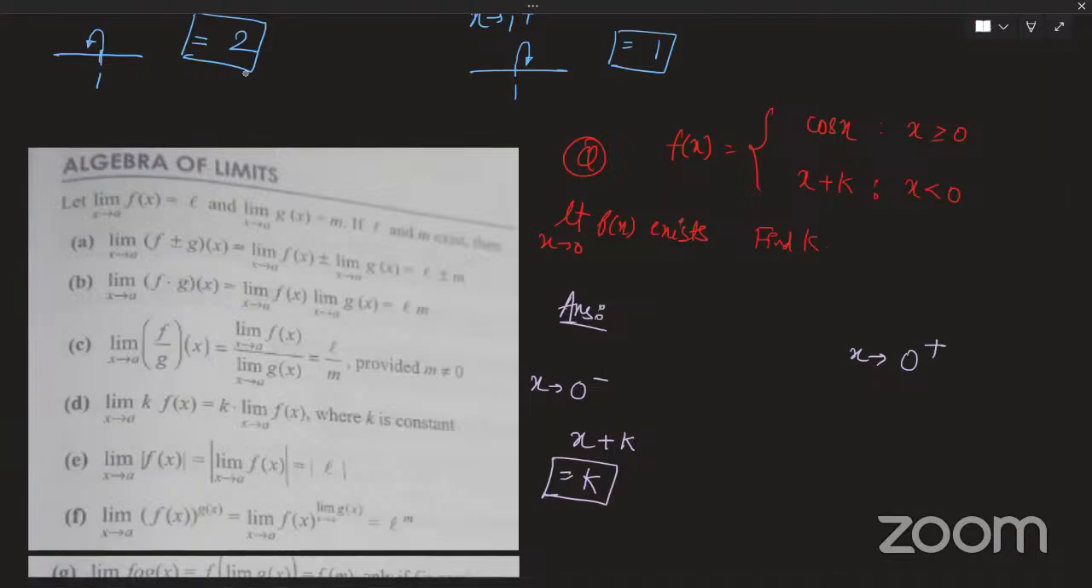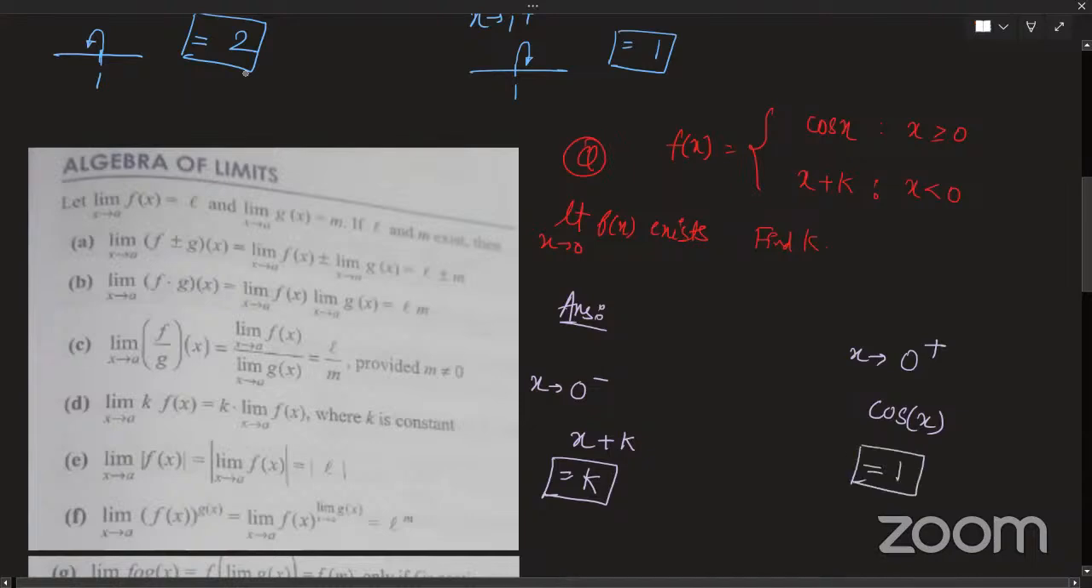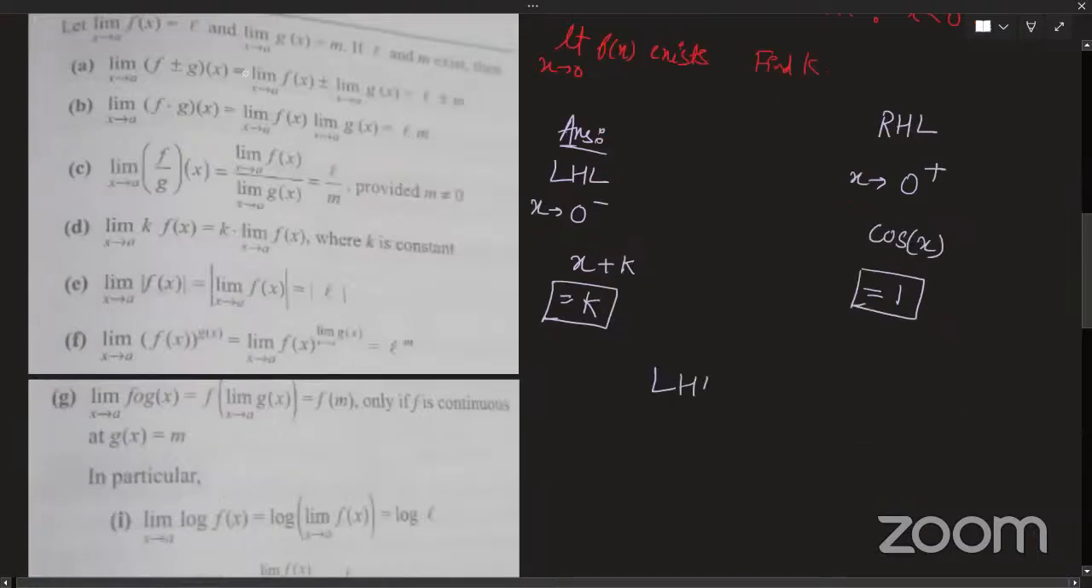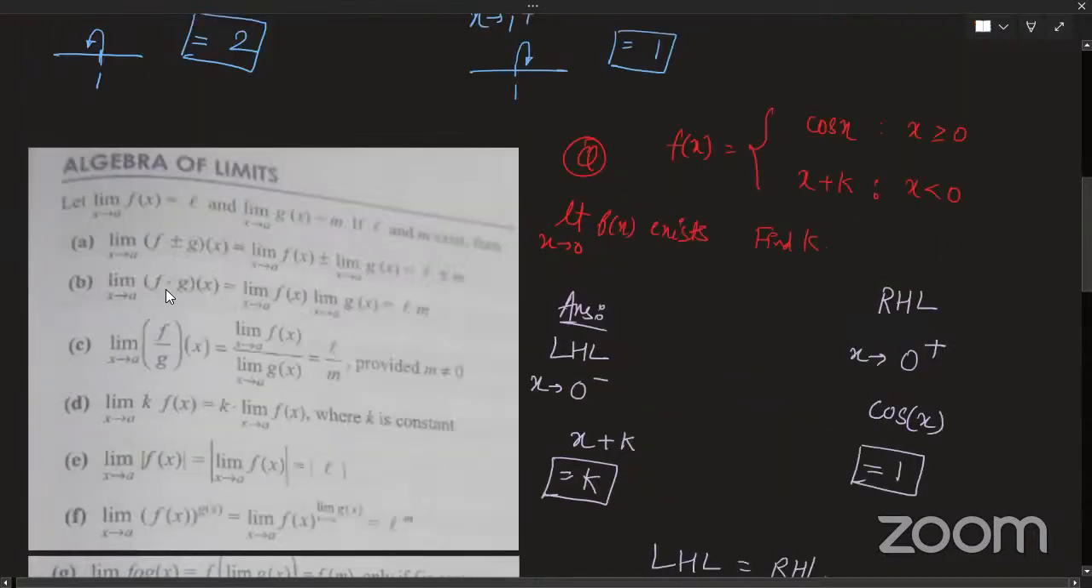What about 0 plus? It will go for cos x, right? Yes, because it is greater than 0. So what is cos of 0? One. So this was the RHL and this was the LHL. My LHL and RHL have to be equal in order for my limit to exist. So what is my value of k? 1, sir. Correct. My value of k is 1 if my limit is existing.